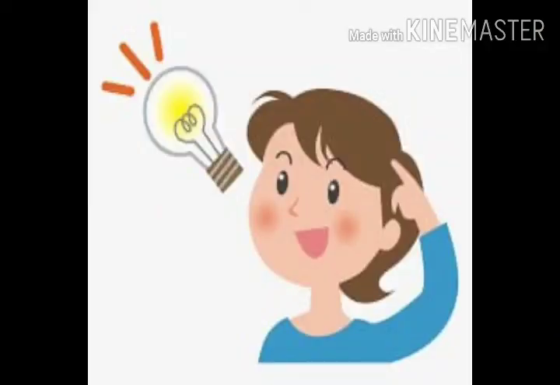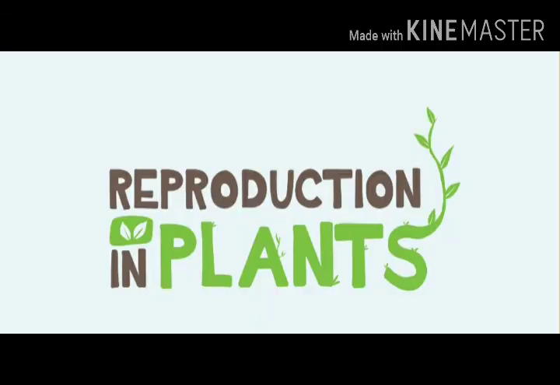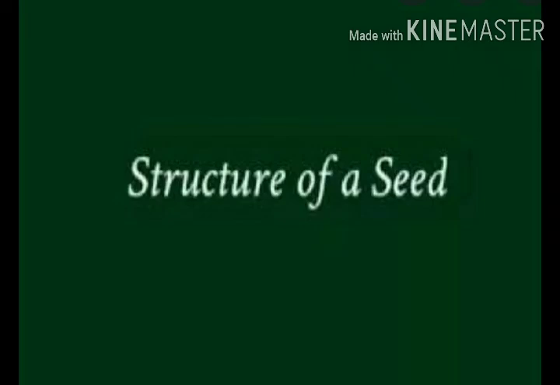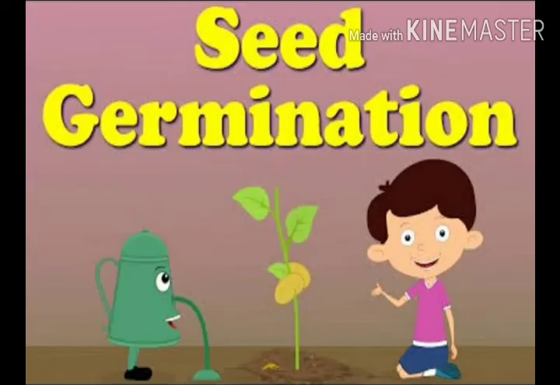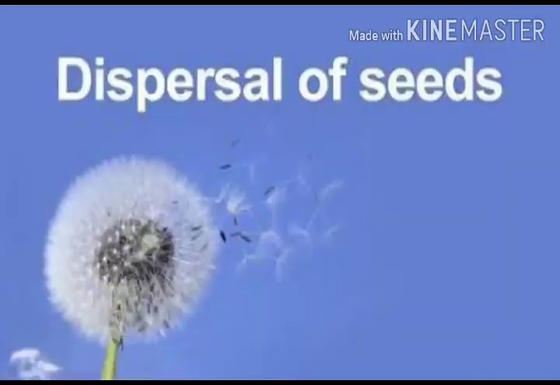So children, let us once recapitulate the topics that we have learnt. Today we learnt about reproduction, different ways of reproduction, the structure of a seed, how germination takes place, and about the dispersal of seeds.